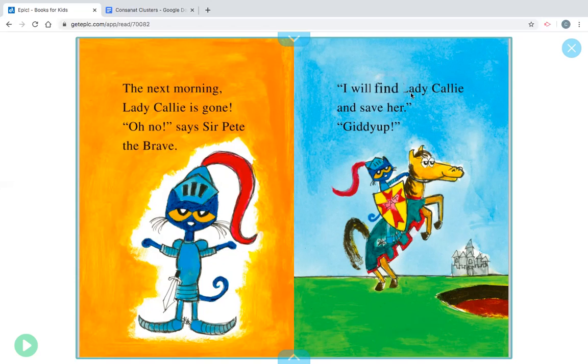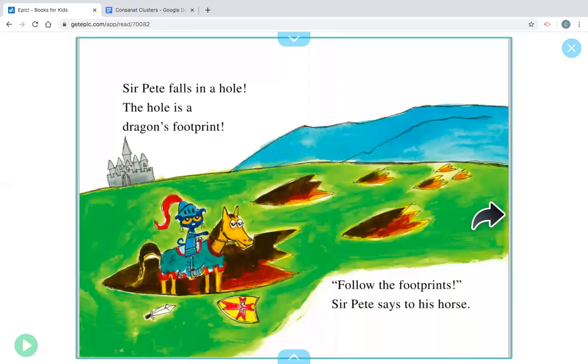I will find Lady Callie and save her. Giddy up. Nothing there. Sir Pete falls in a hole. The hole is a dragon's footprint. Do we see any consonant clusters that we're looking for? Remember, we're looking for BR or DR at the beginning of words. Do you see a consonant cluster?